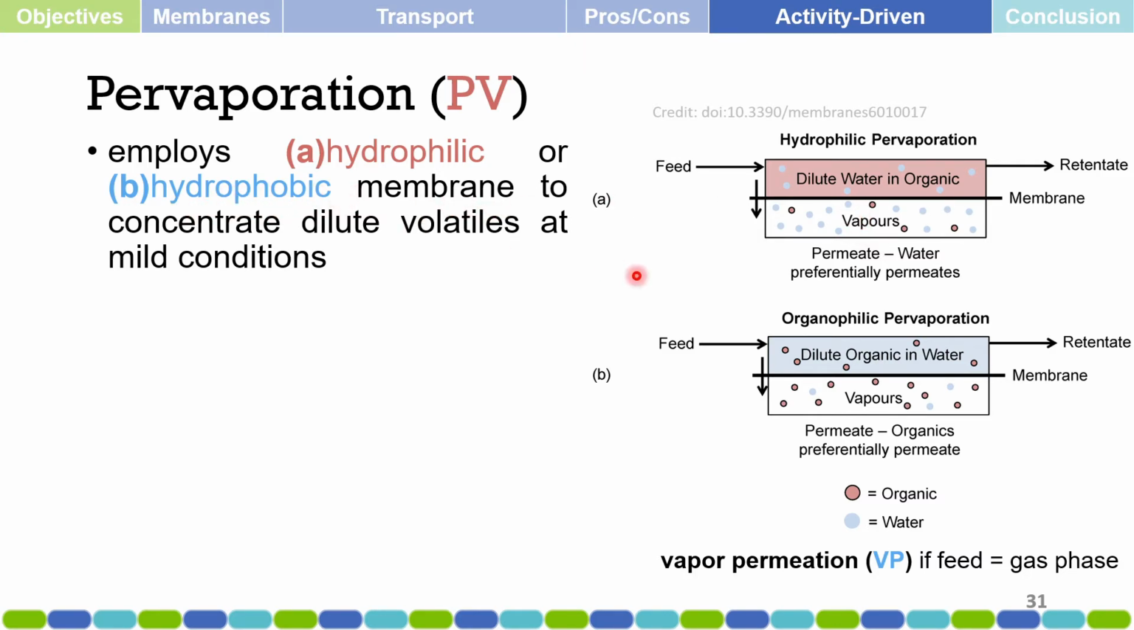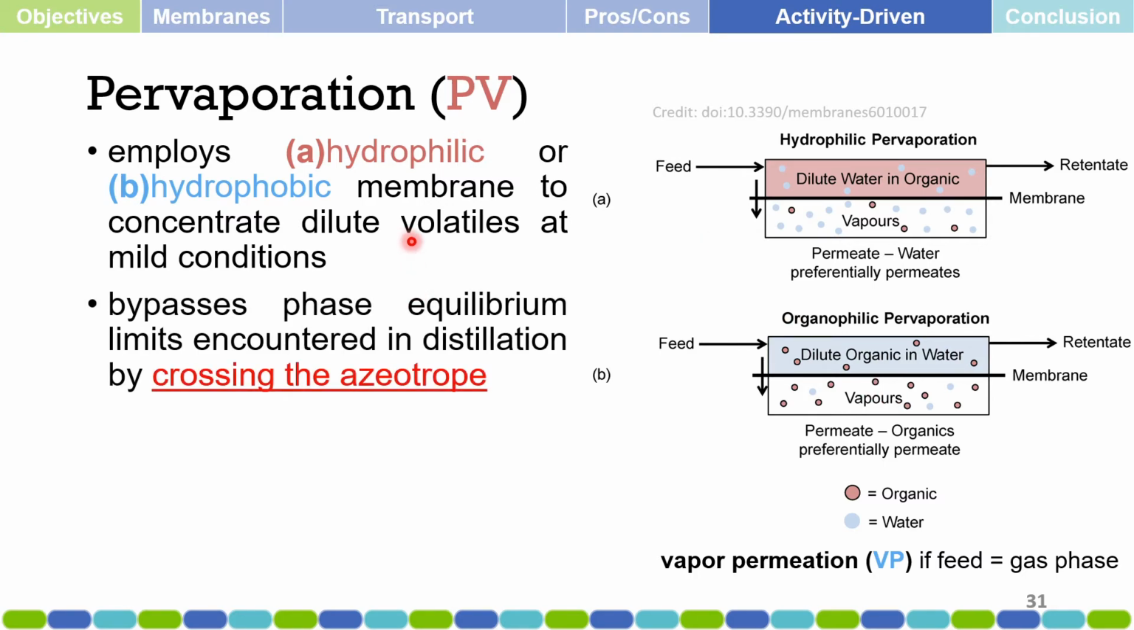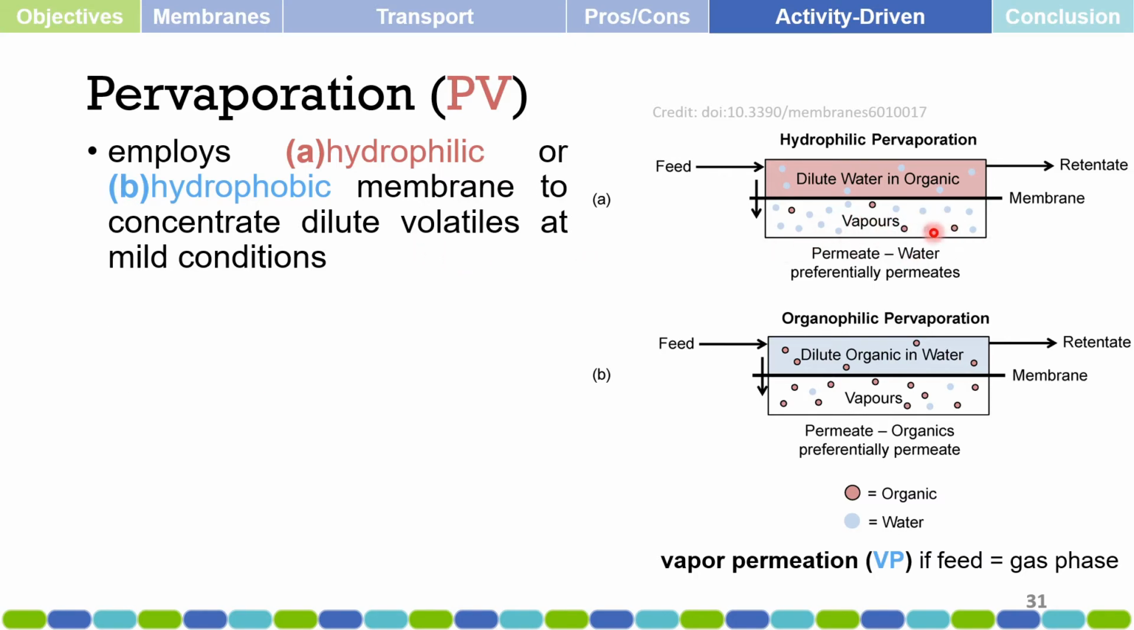Whereas if it's a hydrophobic pervaporation process, then the dilute organics, for example in water, will be able to pass through the membrane. So in this process, it is driven by partial pressure, as we have discussed in the earlier part. Partial pressure in the permeate side is maintained by using a vacuum so that the gradient is continuous. When the feed stream in this process is in gas phase, then we call this process vapor permeation.